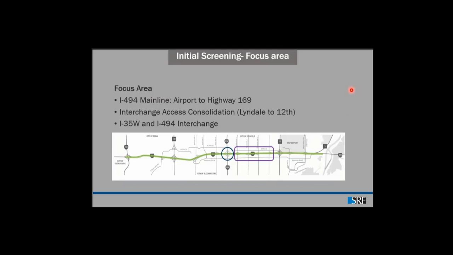So here is our initial screening focus area. As I mentioned in the previous slide, we have three focus areas. First of all, we want to improve the 494 mainline, right? That includes adding a lane in each direction. Second of all, we want to improve the access in this area, from Lyndale to 12th. In this area, we're running our Vissim model and our evaluation process to see how this area improves with different kinds of access reconfiguration and also how the traffic impacts the arterials in that area. And last but not least, we want to improve this interchange, which is a major interchange connecting two major freeways, I-35W that goes north to south, and then 494.